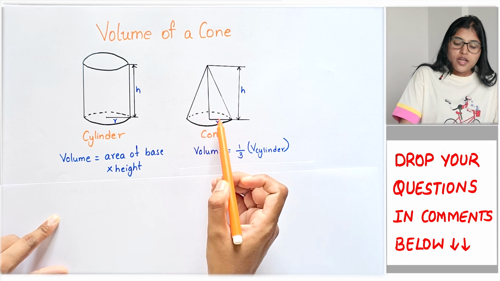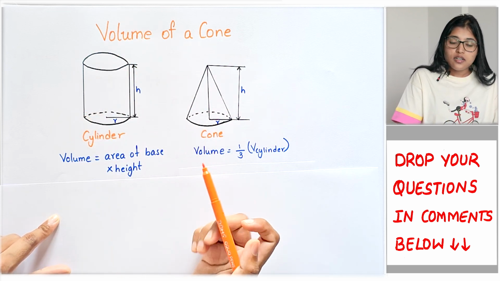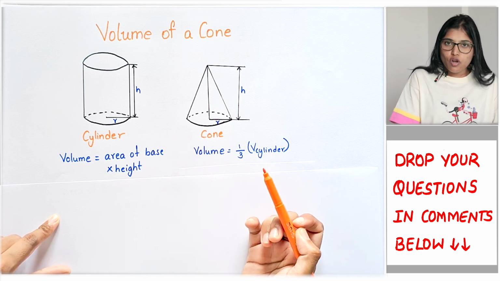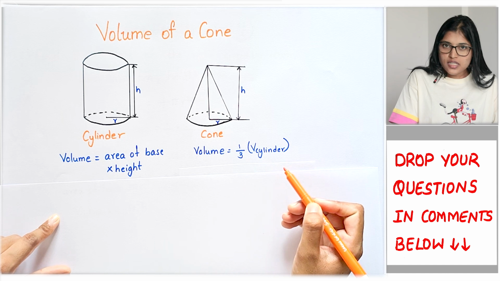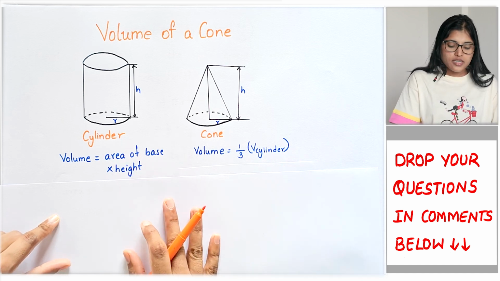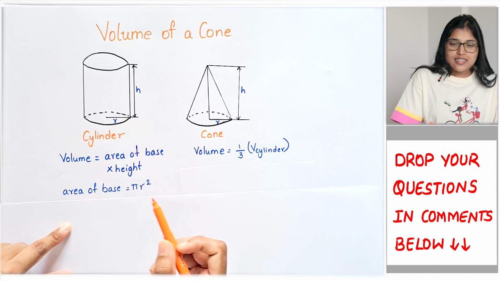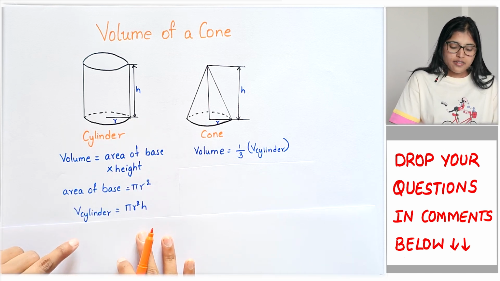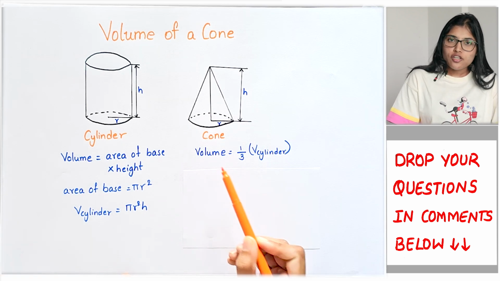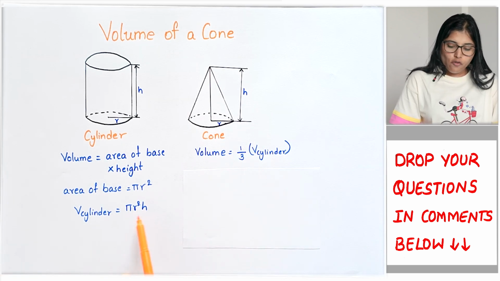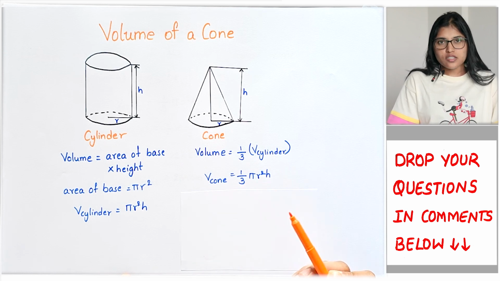Here you can assume that with the same radius and the same height, if this cone were to be placed in the cylinder, it would occupy 1/3 of the volume. That's why we say volume of the cone equals 1/3 the volume of the cylinder. Now let's find the volume of the cylinder. I know that the area of the base is pi r square because the base is a circle, and multiplying it with height, I get volume of the cylinder as pi r square h. Now, writing volume of the cone as 1/3 of volume of the cylinder, I can say volume of the cone is 1/3 pi r square h.